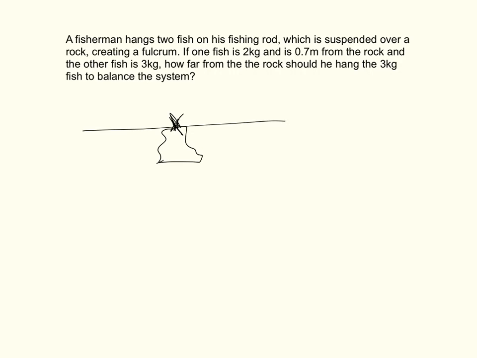So then we're going to put the 2 kilogram fish over here. So I'm going to label that. And I'm going to also label the distance from the rock, which is 0.7 meters. And then I'm going to put this 3 kilogram fish kind of just randomly out here. I don't know where. And I know that I'm trying to find this distance R over here.